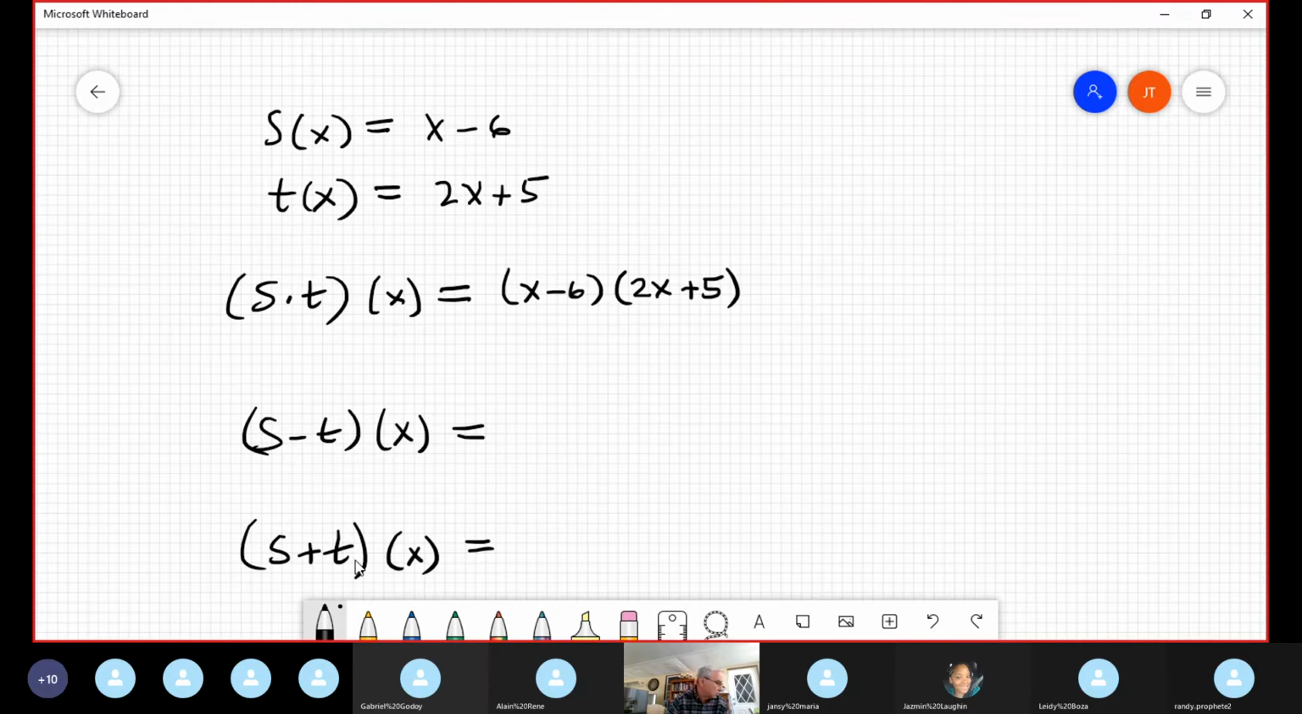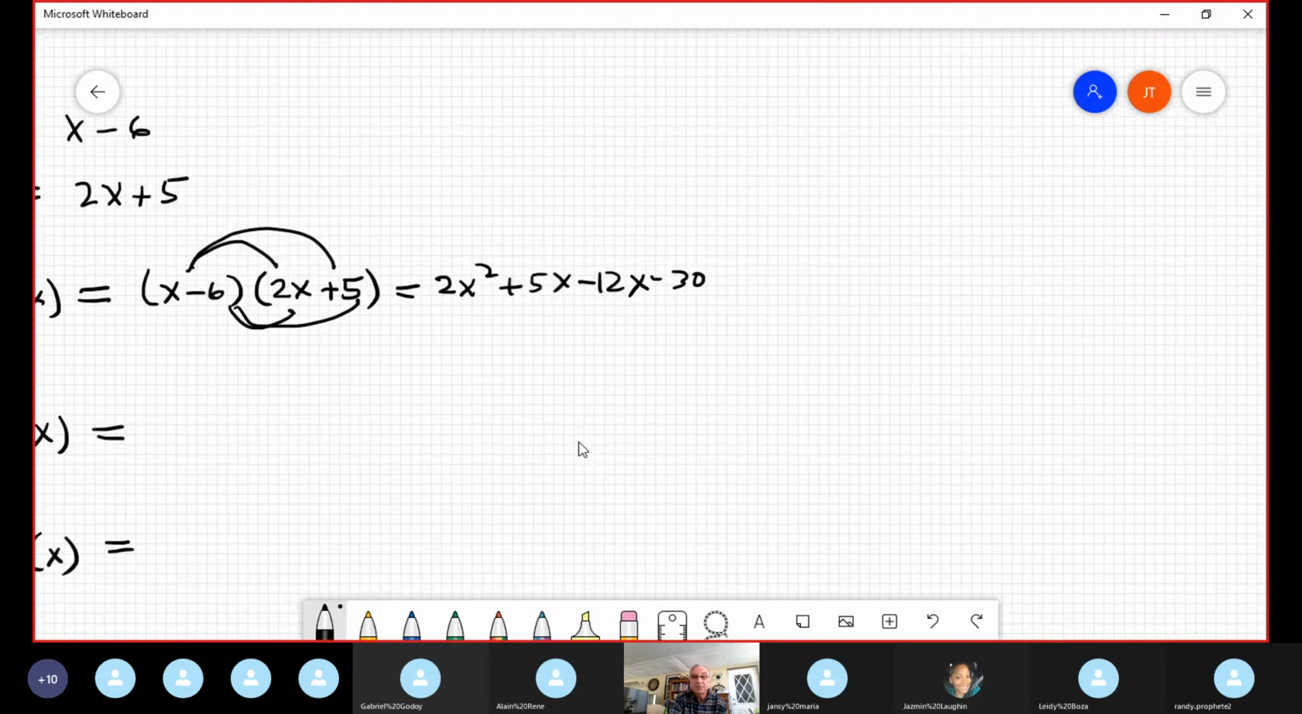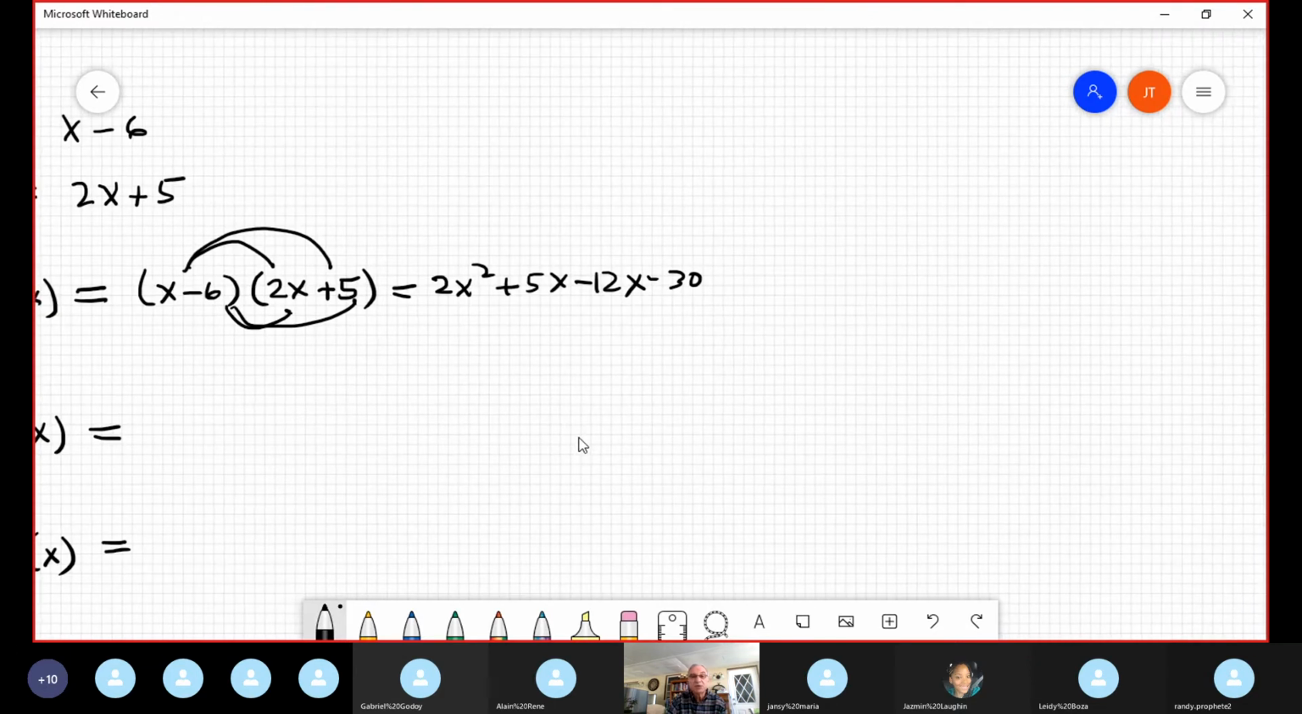Do we leave it like that? No. You FOIL. This is 2x squared. This is 5x. This is minus 12x. And this is minus 30. Now we combine. 5 positive, minus 12 is negative 7. So the new expression is 2x squared minus 7x minus 30. This is the new expression that represents the multiplication, the combination of the functions.